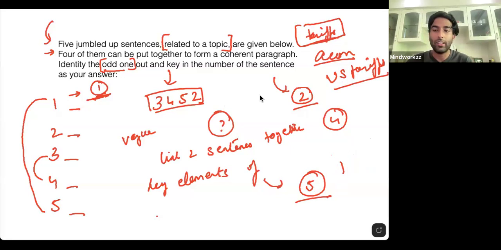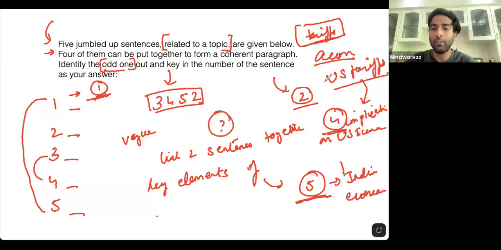Maybe it talks about US tariffs only. But the sentences taken from paragraph 2 talk about the implications of the tariffs, meaning the repercussions or the effects of the tariffs on the US economy. Maybe that is the idea of the 4 sentences from paragraph 2. And the sentence from the 5th paragraph talks about the effects of US tariffs on maybe the Indian economy. So even though it is about tariffs only, right?